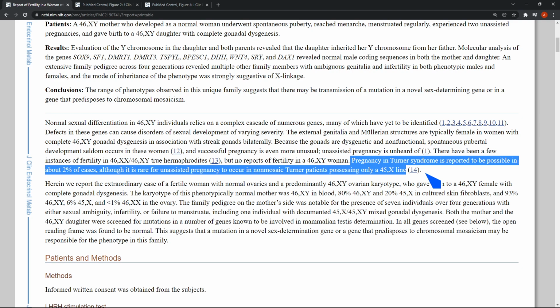In patients with 45X and also 45XX, they have cells that are both in some capacity. And this is called mosaicism in biology, or chimerism, I've also heard.